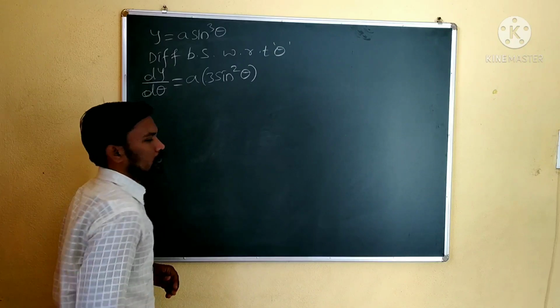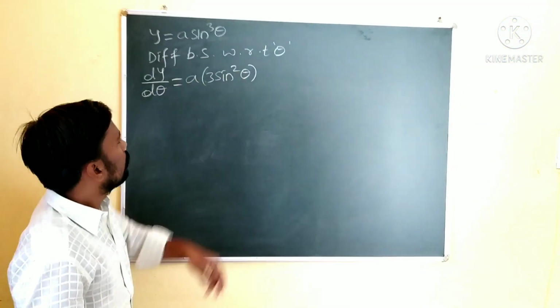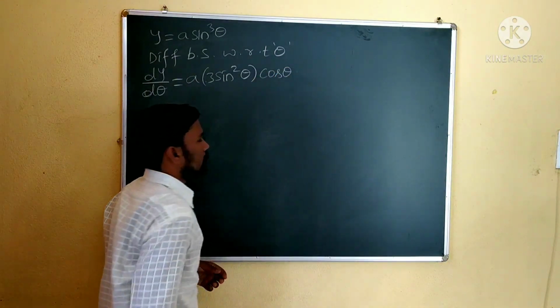3 into sin square theta. Now take the derivative of the base. So what is the base here? Sin theta, and the derivative of sin theta will be what? Cos theta. Differentiation of sin theta is cos theta.